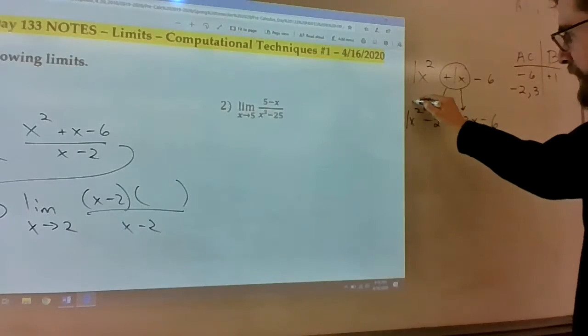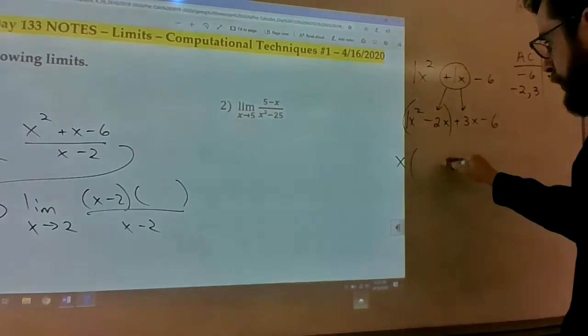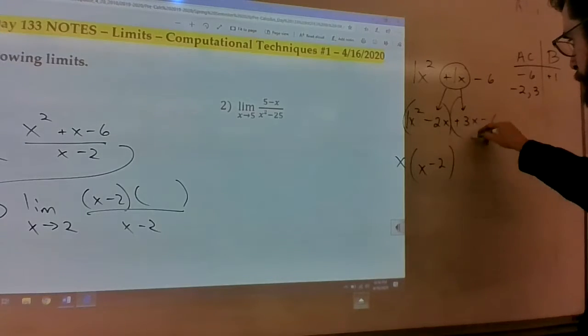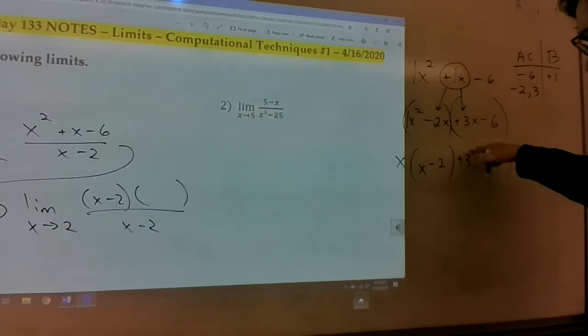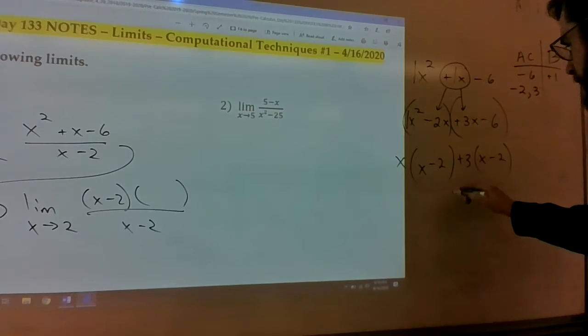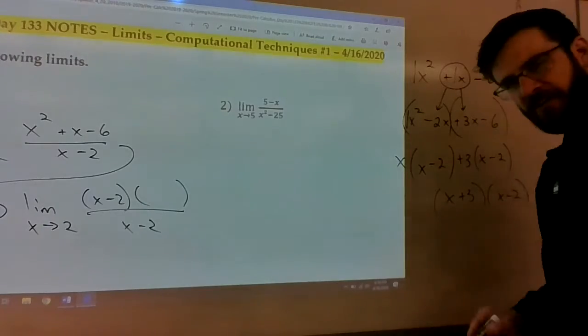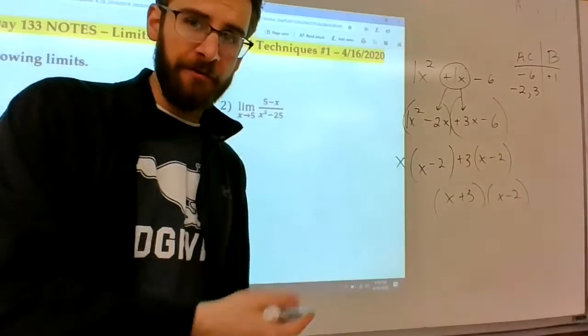You ask yourself, what do these two share? They share an x. There's my GCF. The leftovers would be x minus 2. What do these two share? They share a 3. The leftovers are x minus 2. It's x plus 3 times x minus 2. Okay. There's your crash course in factoring. It's kind of your responsibility now to know how to do that from now on.